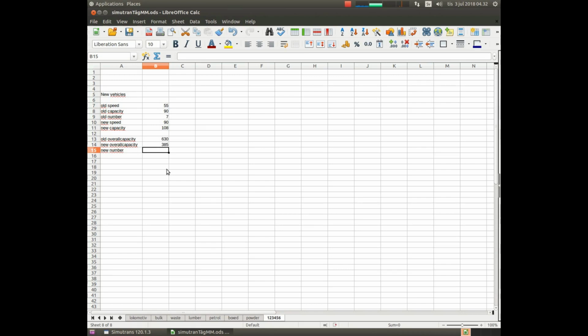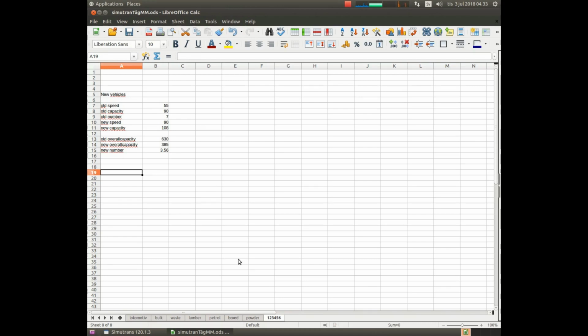Alright. Now we can calculate the number of trains we need. We have the overall minimum capacity divided by the maximum capacity of the new train, which is in this case 108. And now we get 3.56 something. We need 4 new trains.